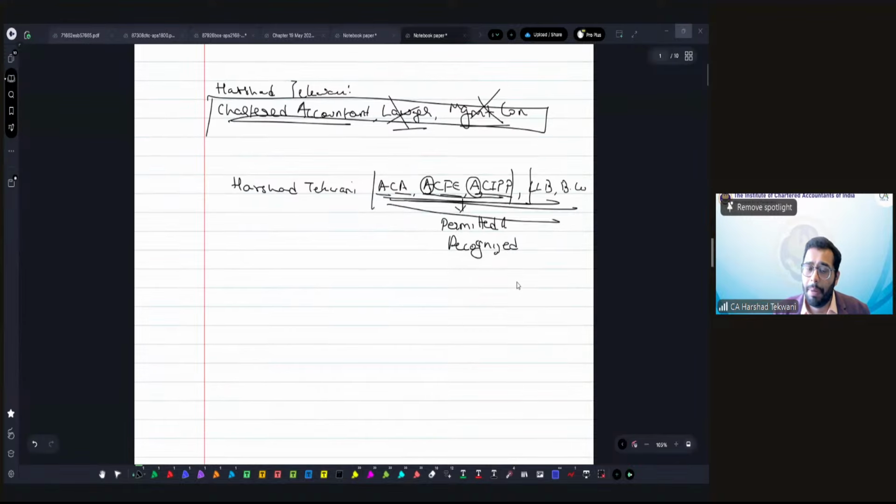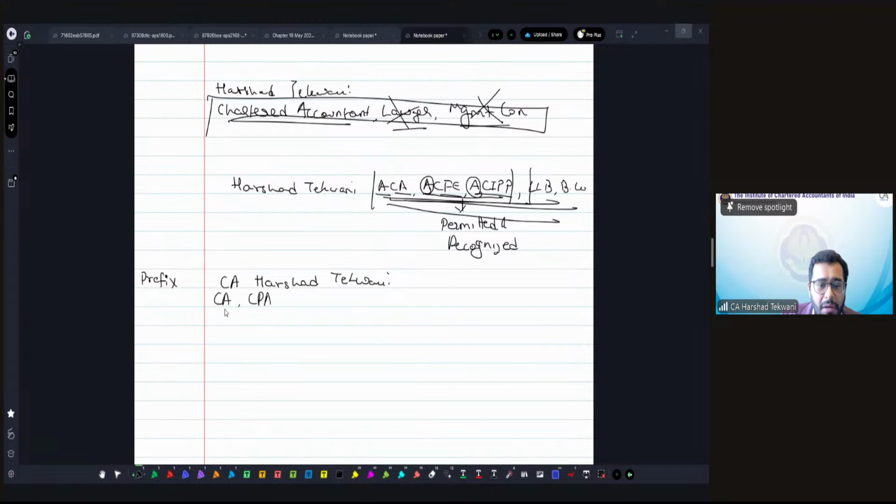Now comes the third part, which is known as a prefix. What is a prefix? A prefix is like CA Harshad Tekwani, this way. This is a prefix. Or if I write CA, CPA, something like that. Now these are initials or prefixes. These are also known as initials.